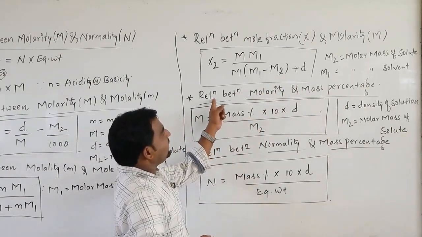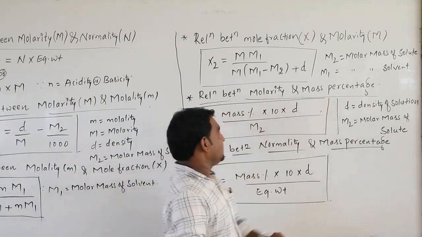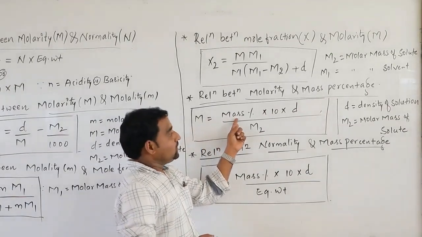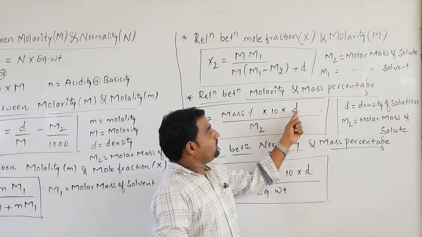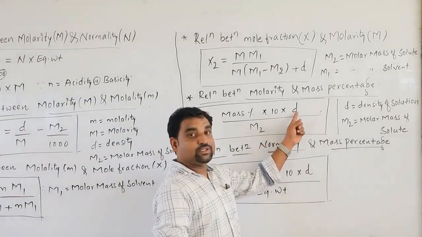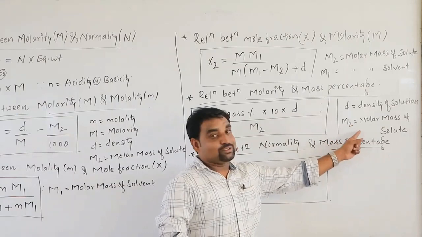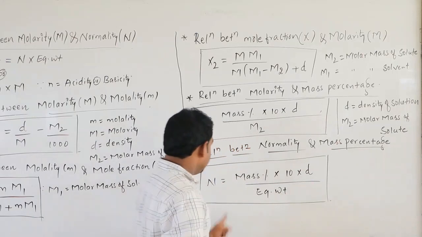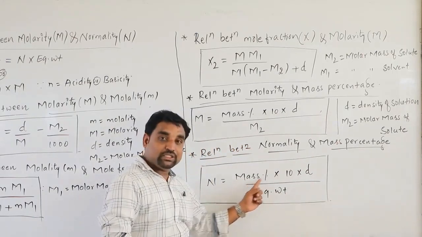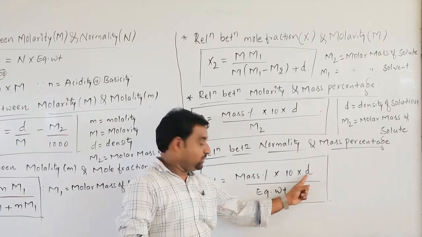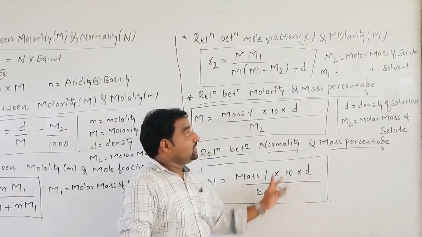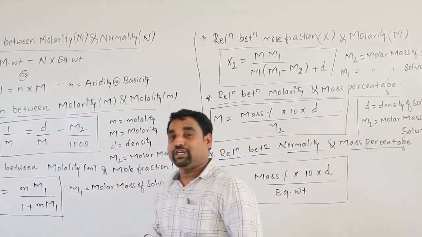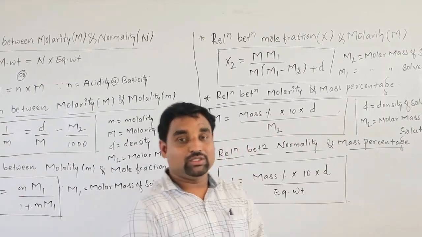And one more relation, between molarity and mass percentage: molarity is equal to mass percentage of the substance into 10 into d divided by M2. Here d is the density of the solution and M2 is the molar mass of the solute. And the relation between normality and mass percentage: normality is equal to mass percentage into 10 into the density of the solution divided by the equivalent weight. These are some important formulas to calculate normality, molarity, or mole fraction when the others are given.